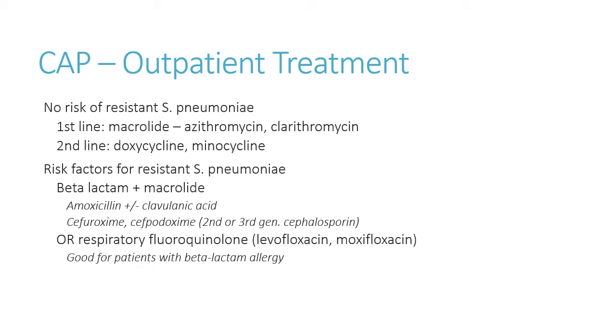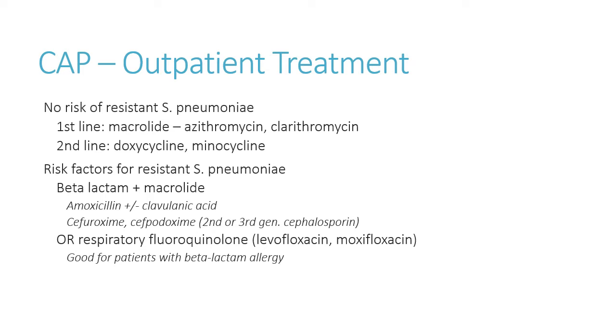So looking at this, if they have no risk for resistant strep pneumo, we can get away with something like a macrolide here, right? So something like azithromycin and clarithromycin, those would be totally fine there because, again, those should be able to get that strep pneumo if you're not really worried about it being too resistant. On the other hand, something like doxycycline, minocycline can be used as a good backup agent in those cases, okay?